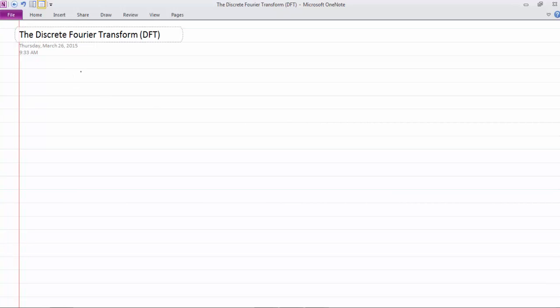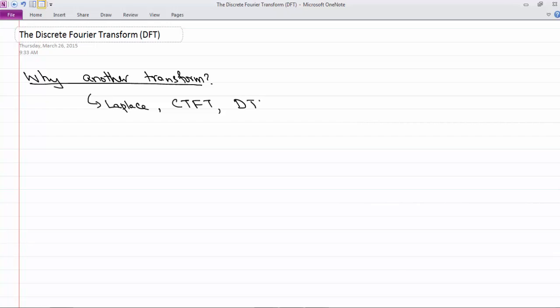So the first question I'm sure many of you are thinking is, why another transform? Didn't we already have enough transforms? And indeed, we have studied many transforms. You have done Laplace transform, continuous time Fourier transform, DTFT, Z transform. These are four of the major transforms that you have seen in your earlier classes.